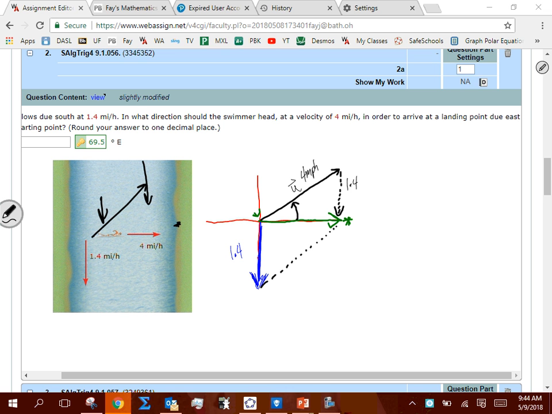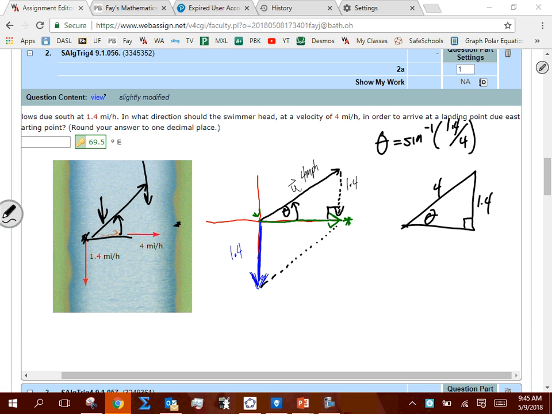Would you agree that it's that angle right there? If I'm starting here at the bank and I want to go straight across, then I need to figure out, from standard position, how many degrees I need to swim into the current. So if I have that information, how do I find that angle theta right there? If this is a right triangle, how would you do that in, like, the third quarter of geometry? Yeah, sine inverse. So sine inverse of 1.4 divided by 4.